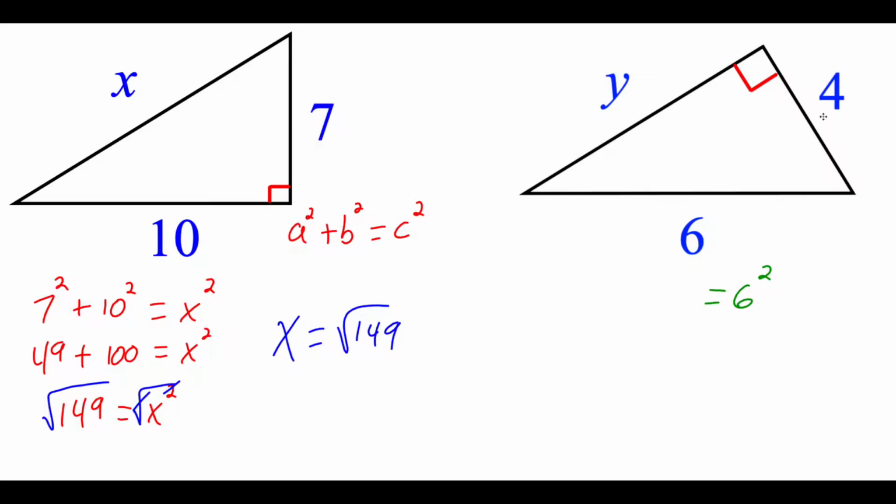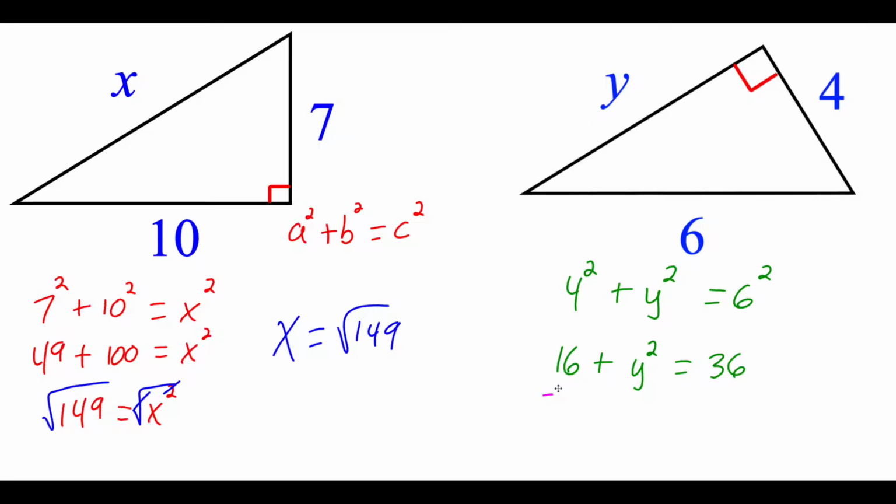Now, as far as the legs go, again, it doesn't matter which one you choose to be A or which one you choose to be B. So I'm going to let the 4 be that A value, so I'm going to go 4 squared, and I'm going to use y as my B value this time. And again, I'm going to work on solving to see if I can figure out what this missing side is. So we've got 4 squared. 4 squared is 16. We don't know what y is, so we can't really square that. And on the right-hand side, 6 squared is 36. Now I want to get that y alone, and right now I've got that 16 on the left-hand side.